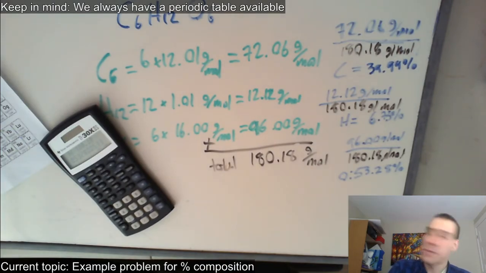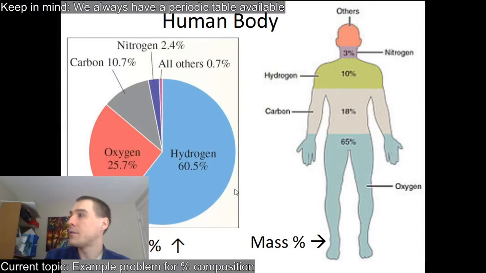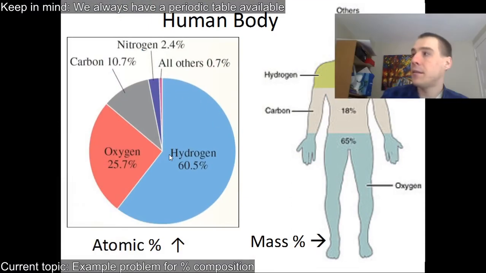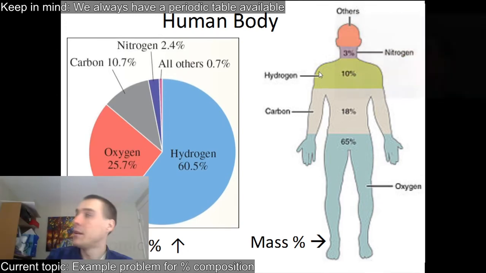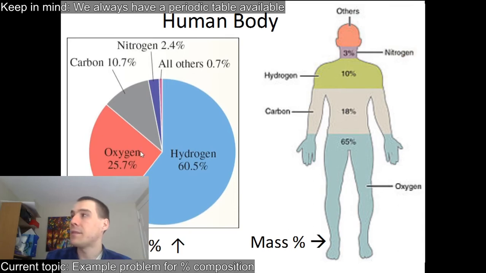There's a neat little thing about the human body. By atomic percent, we're mostly hydrogen because of all the water in us. But by mass percent, because oxygen is so much heavier than hydrogen, oxygen is 16 times heavier, we're mostly oxygen. The second by mass is carbon, and the third by mass is hydrogen, 10%. So it's interesting to see the difference between mass percent and atomic percent for the human body. I always thought that was kind of neat.